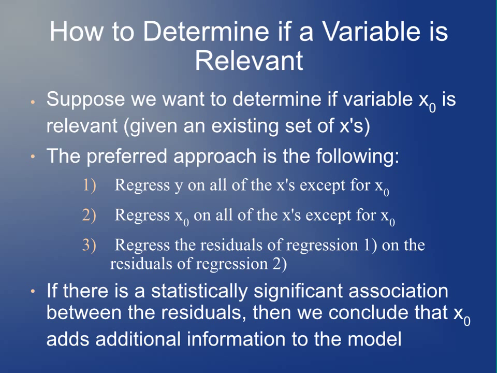So how do you know if a variable is relevant? Well, the best way to do this is the procedure on this slide. Say we want to know if x0 increases your ability to predict y after considering all the other x's. So the first thing you do is you regress y on all of the x's except for x0. Then you regress x0 on all of the x's except for x0. And then you regress the residuals from the first regression on the residuals from the second regression. If there's a statistically significant association between these residuals, then we conclude that x0 adds additional information to the model. That's the way you should do this.